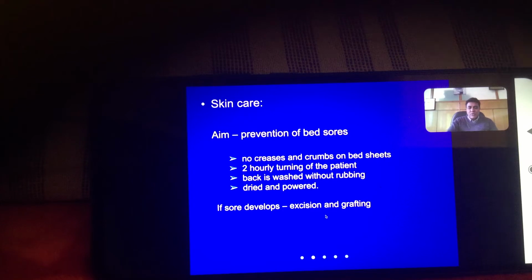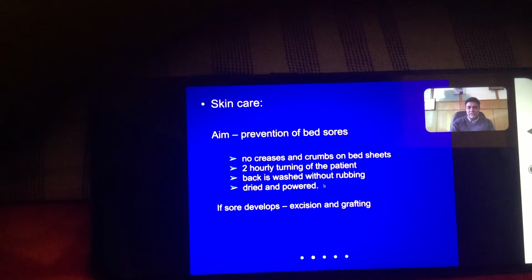And for that, what should be done? No creases and crumbs in the bed sheet. Bed sheets should be fitted very tightly, snugly over the four corners. There shouldn't be creases in between. The crease of the bed will make a crease on the skin, and there will be bed sores. And 2 hourly turning of the patient should be done, to right or left or supine. In 2 hours turning should be there, otherwise bed sore starts coming up.